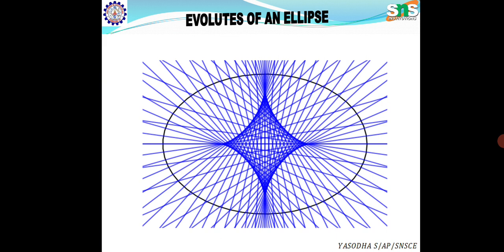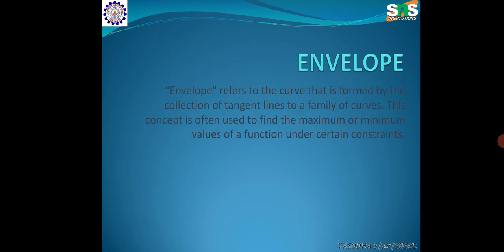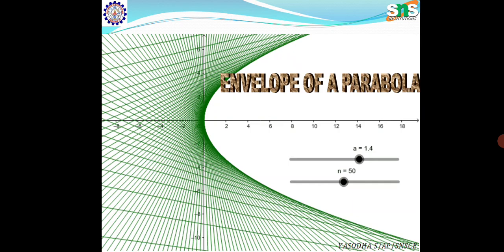Next, we'll see the envelope. So, what is an envelope? A curve which touches each member of a given family of curves is called the envelope of that family. This concept is often used to find the maximum or minimum values of a function under certain constraints. Next, we'll see some examples. First one, the envelope of a parabola is given.